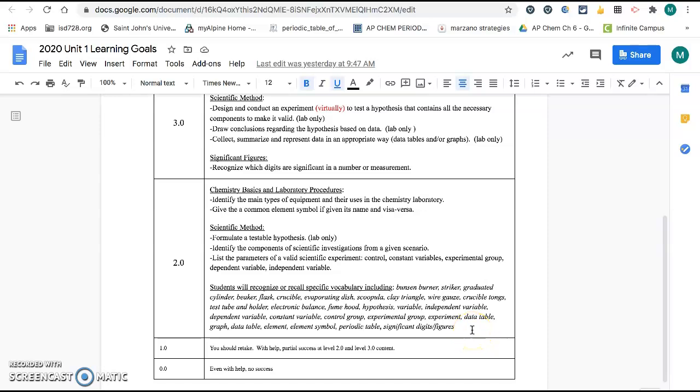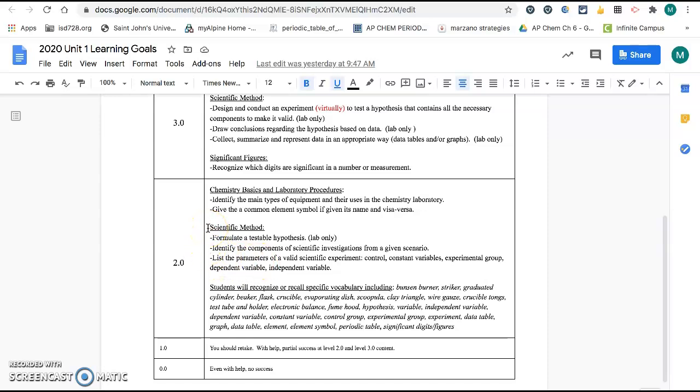A lot of it's lab equipment, but there's some other stuff with the scientific method. Again, these terms you will be tested on. Sometimes we have vocab assignments, but by the time you get done with the notes and different activities, you should be familiar with these. In section 2, we have some stuff about the scientific method. You want to formulate a testable hypothesis. You want to identify the components of scientific investigation from a given scenario. You want to list the parameters of a valid scientific experiment. And those are listed right there.